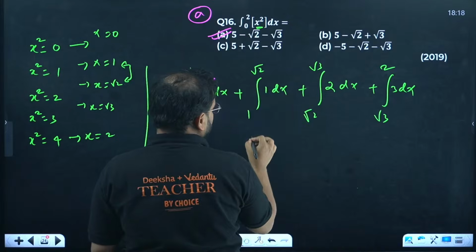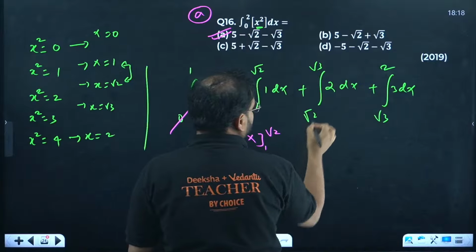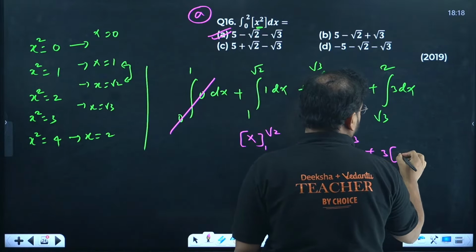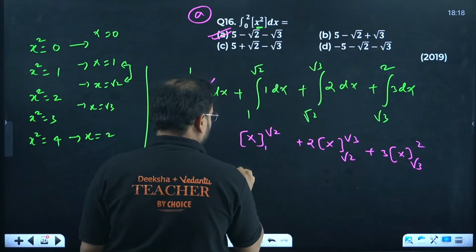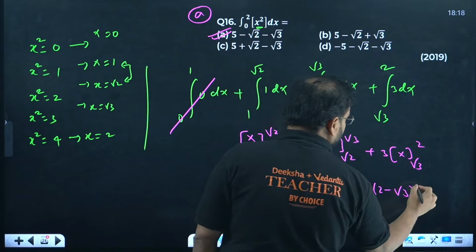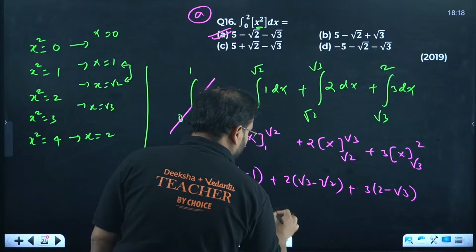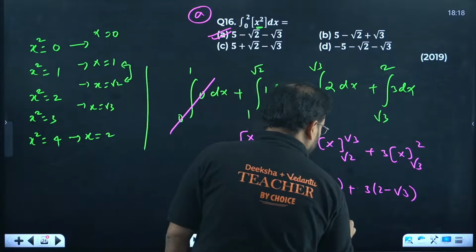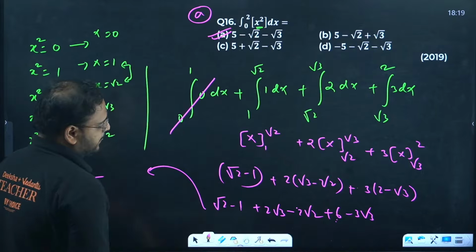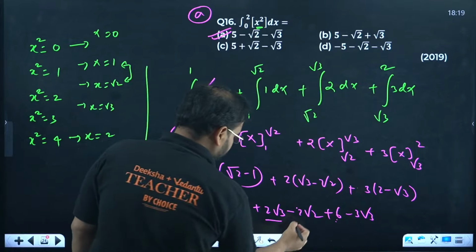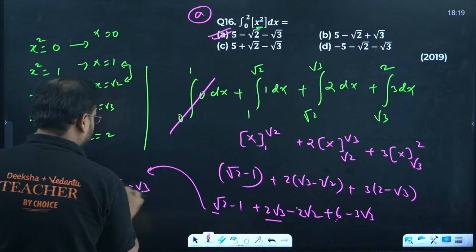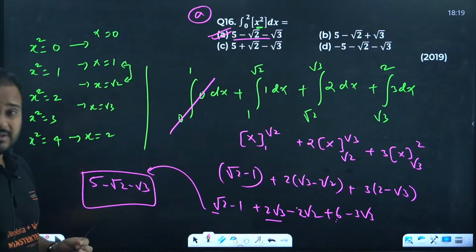Let's start from here. We'll have the value over this as simply x, from 0 to 1. From 1 to root 2, we have 2 times of x from root 2 to root 3. And over here we'll have 3 times of x, from root 3 to 2. We have root 2 minus 1, the first one. We have 2 times of root 3 minus root 2, and we have 3 times of 2 minus root 3. So root 2 minus 1 plus 2 root 3 minus 2 root 2 plus 6 minus 3 root 3. So 6 minus 1 is 5. Minus 2 root 2 plus root 2 is minus root 2. Plus 2 root 3 minus 3 root 3 is minus root 3. My answer is option A itself. Please check.